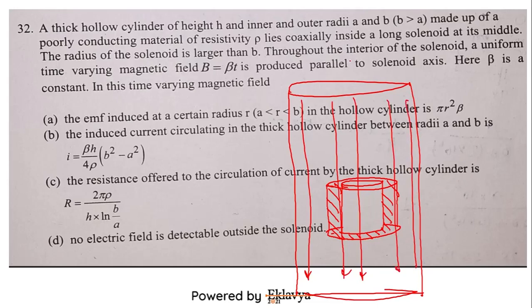If we draw the top view, we will be looking at the inner radius of the cylinder and the outer radius of the cylinder. This radius will be let's say A, this radius will be B, and there will be magnetic field present in this region which is changing with passage of time. Magnetic field is becoming stronger. So if the magnetic field is becoming stronger, it will induce an electric field in the surrounding.